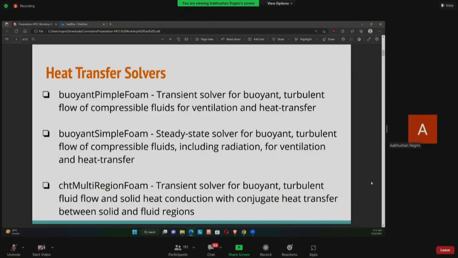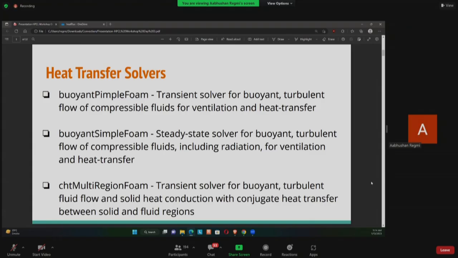There are different heat transfer solvers available: laplacianFoam, buoyantPimpleFoam, and buoyantSimpleFoam. Since this talk is on convective heat transfer, I'm only covering those solvers that handle convective heat transfer problems in OpenFOAM. The first is buoyantPimpleFoam. BuoyantPimpleFoam and buoyantSimpleFoam are quite similar, the only difference being that buoyantPimpleFoam is a transient solver and buoyantSimpleFoam is a steady-state solver. Both of these solvers are for compressible fluids and include heat transfer, radiation, and so on.